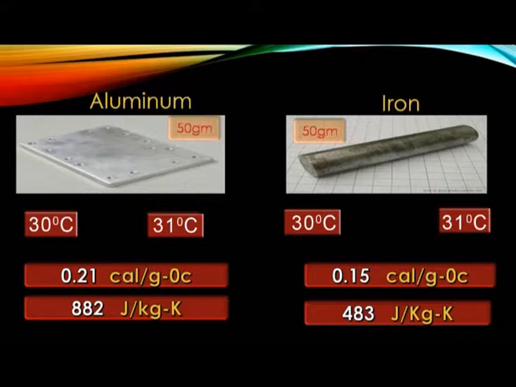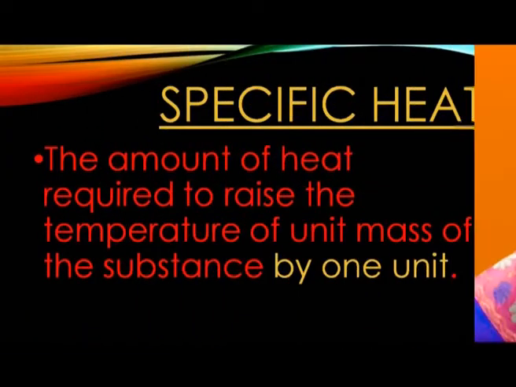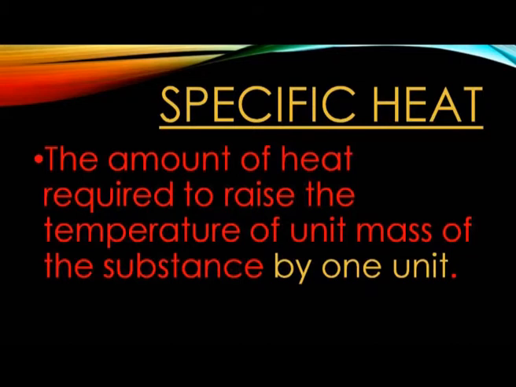kg Kelvin. The calories per gram degree centigrade is the unit of specific heat in CGS units and joules per kg Kelvin is the unit of specific heat in SI system. In the examination they will ask you what are the units of specific heat in SI system or in CGS system, like that. You have to answer in CGS system calories per gram degree centigrade and in SI system joules per kg Kelvin. Let us define what is specific heat. The amount of heat required to raise the temperature of unit mass of the substance by 1 unit is called the specific heat.